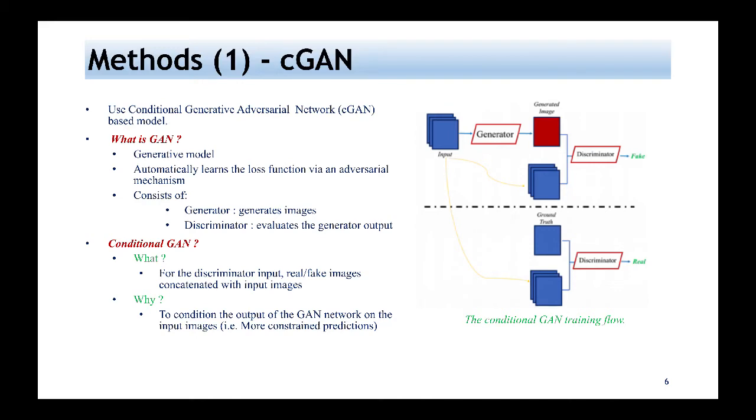We further used conditional GAN, and in conditional GAN, we feed the input to the discriminator with the real or fake images, and they are concatenated together. We do this because we want to condition the output of the GAN network on the input images to constrain our predictions more.